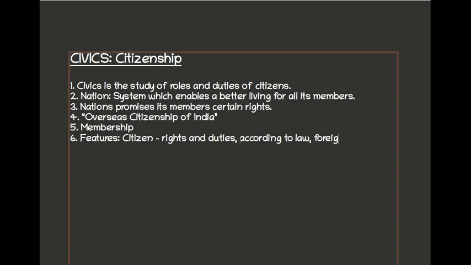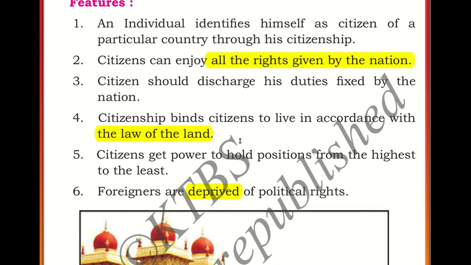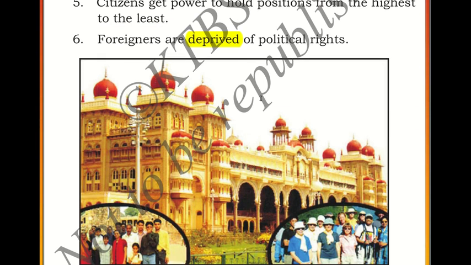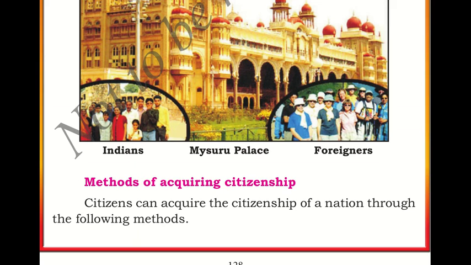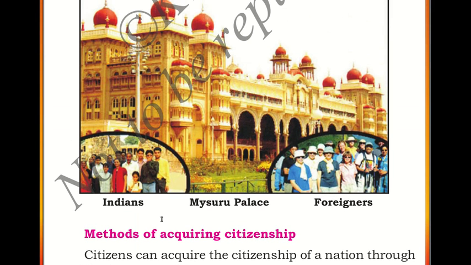And foreigners are deprived of political power in India. Okay, so these are what we learned in the features of citizenship. Next, let us look at the methods of acquiring citizenship. Here we have a diagram of Mysore Palace just as a pictorial depiction of foreigners and Indian citizens.